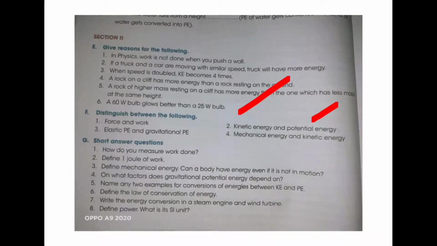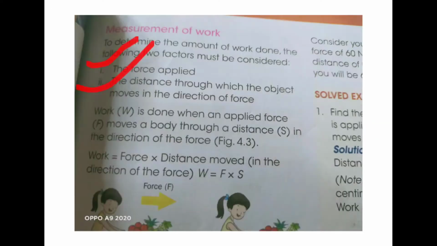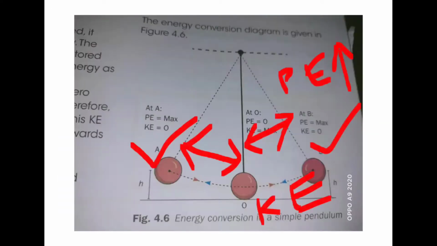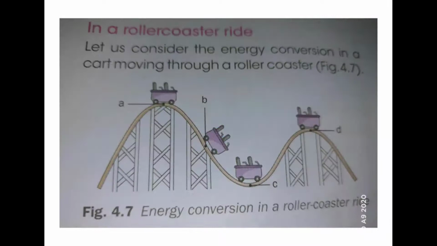Next question we have here, on what factors does gravitational potential energy depend? So gravitational potential energy depends, just now I told, upon mass, height and acceleration due to gravity. So number 5, name any two examples for conversion of energies between kinetic energy and potential energy. So you can give these examples: energy conversion in a simple pendulum, this is one example, and one example you can give, energy conversion in a roller coaster.